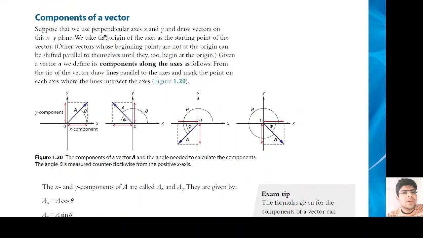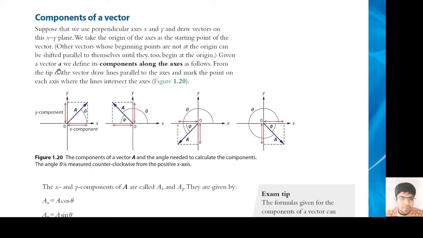So the component of a vector: suppose that we use perpendicular axes x and y and draw vectors on the xy plane. We take the origin of the axes as the starting point of the vector. Other vectors whose beginning points are not at the origin can be shifted parallel to themselves until they too begin at the origin. Given a vector A, we define its components along the axes. This is the vector A, and this x-axis and this y-axis, the y component is here and this is the x component.